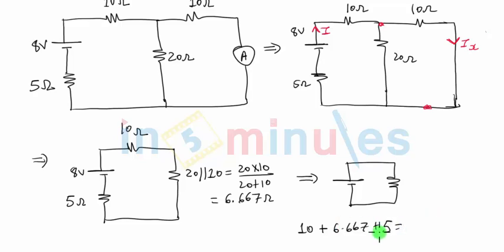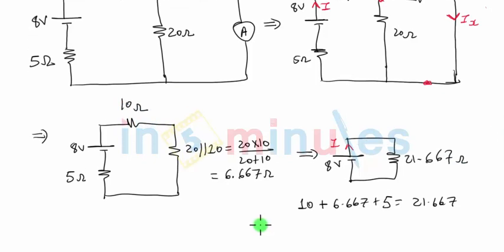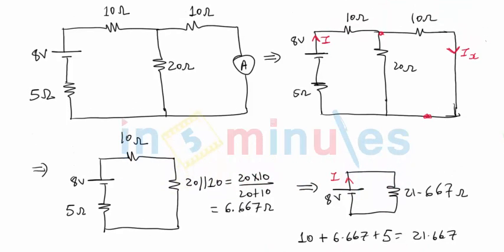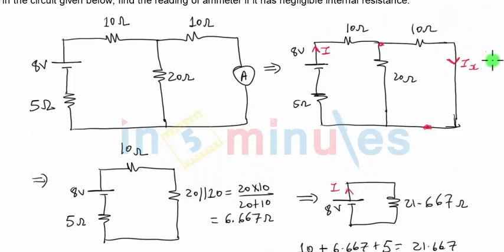So these three resistors added will give us 21.667, and hence the 8 volt battery here, and this will be 21.667 ohms. So the total current that the battery is supplying, which is equal to I, becomes I equal to 8 divided by 21.667, and that will be equal to 0.3692 amperes. But this is the current supplied by the battery. This is not what we were looking for. We were looking to find the value of Ix.